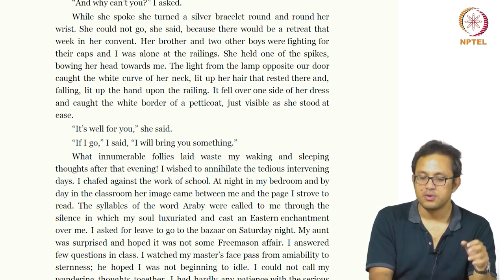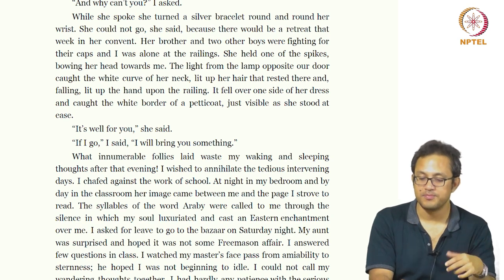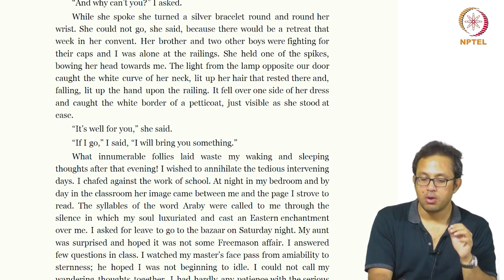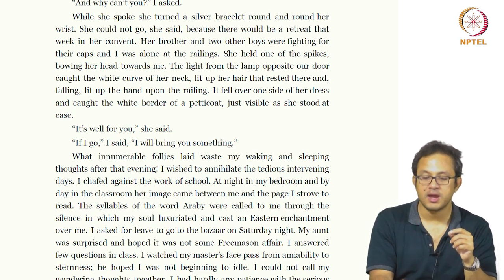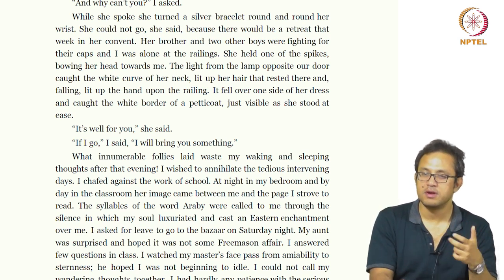"So her brother and two other boys were fighting for the caps, and I was alone at the railings. She held one of the spikes, bowing her head towards me. The light from the lamp opposite her door caught the white curve of her neck, lit up her hair that rested there, and falling, lit up a hand upon the railing. It fell over one side of her dress and caught the white border of her petticoat, just visible as she stood at ease." So again, the gaze is very, very erotic, but also very metonymic, right?